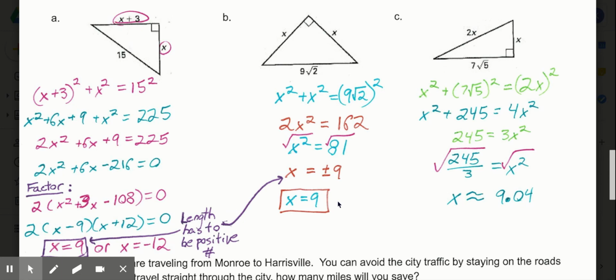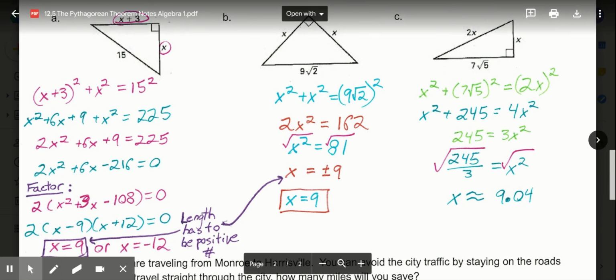And then in part C, our setup would be x squared plus 7 square roots of 5 squared equals 2x, and both parts of that are squared. So then we end up with x squared plus 245 equals 4x squared. Subtract our x squared and end up with 3x squared equals 245. Divide by 3 and then square root each side, giving us x is approximately 9.04.